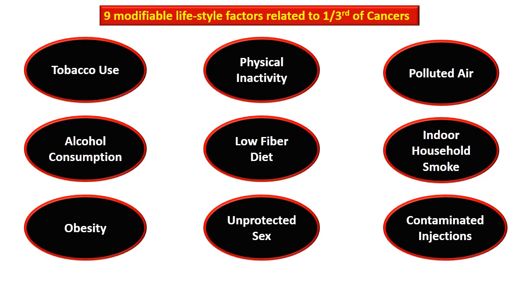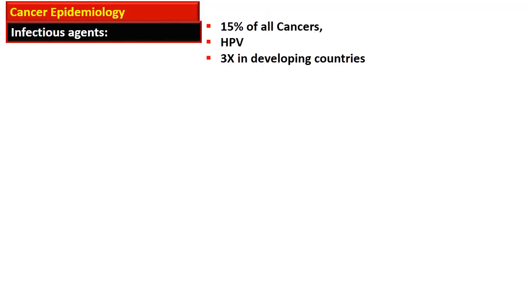One third of all cancers are attributed to 9 modifiable lifestyle factors. These are tobacco use, consumption of alcohol, obesity, physical inactivity, low fiber diet, unprotected sex, pollution, indoor household smoke, and contaminated injections. 15% of cancers have been linked with infectious agents. One of these is human papillomavirus, which is linked with carcinoma of the cervix and carcinoma of the oral cavity.